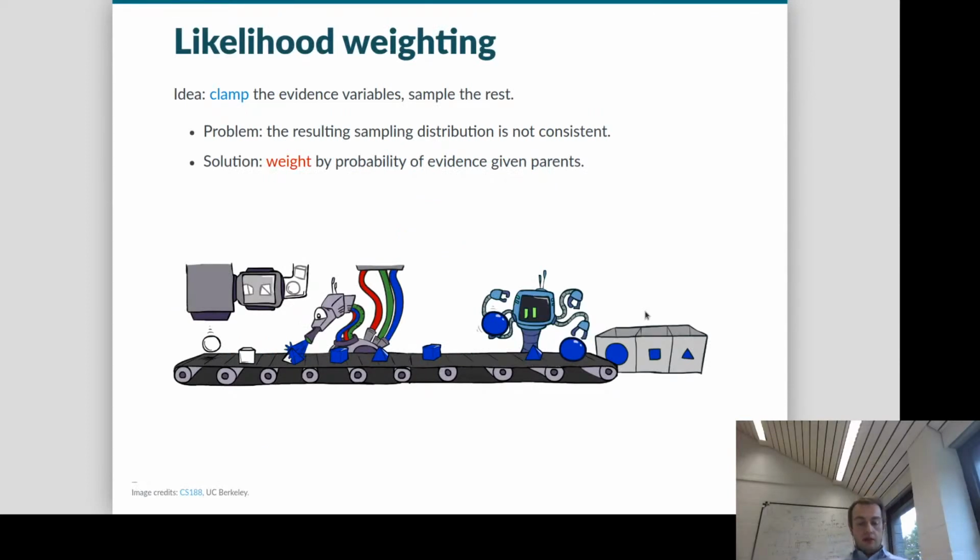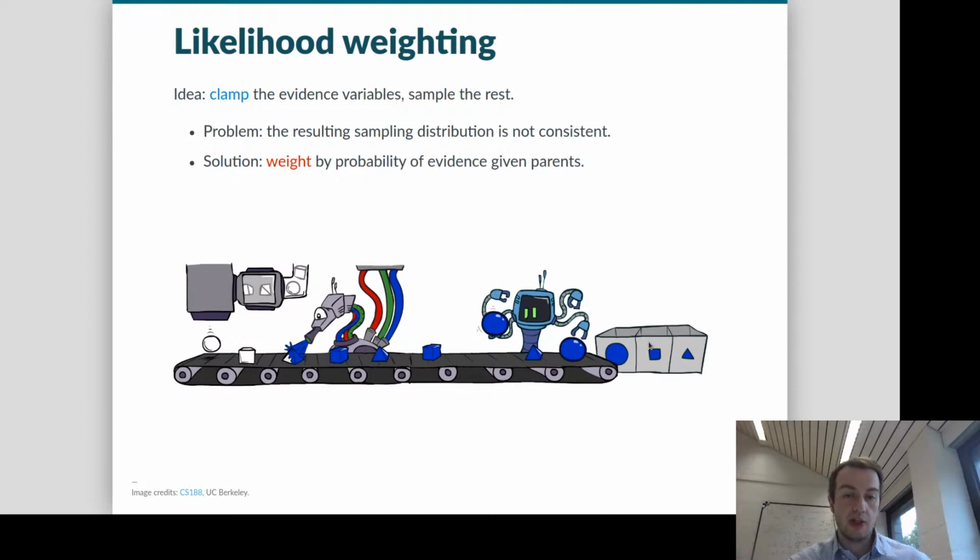To improve over that, what you could do is not wait for the generation of an event which matches the evidence, but directly force the value of the evidence, to clamp the evidence variable to the evidence value, and then sample the rest. Let's say again we want to compute the marginal of the shape given blue. We draw a shape, and then instead of drawing a color, we just force this color to be blue for all shapes that we have drawn. Then we put all the samples in our bins.